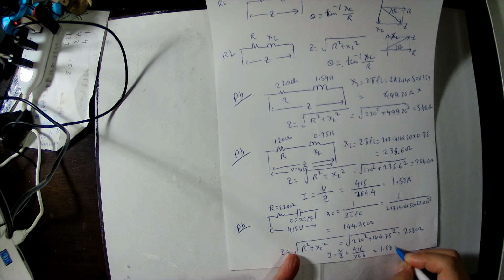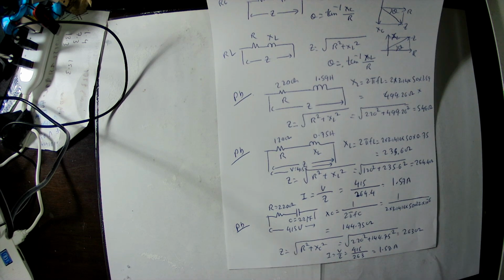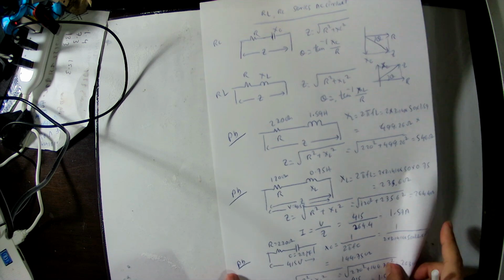So firstly, we find out the capacitive reactance by using the formula 1 by 2 pi FC. Then we find the impedance, square root of R square plus XC square. Then if you connect the resistor and capacitor in series to the 415 volt supply, the supply voltage divided by impedance, we can calculate the current. So this is the way we can calculate.